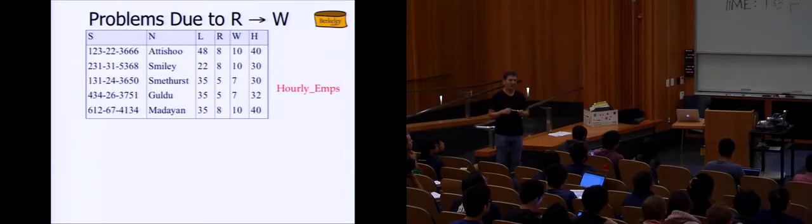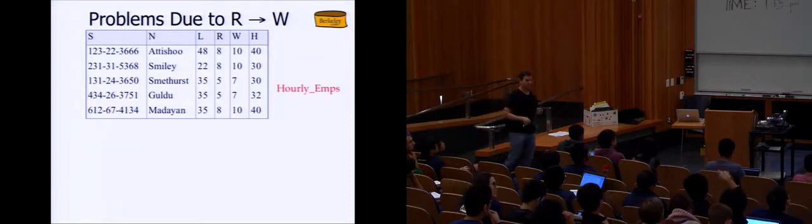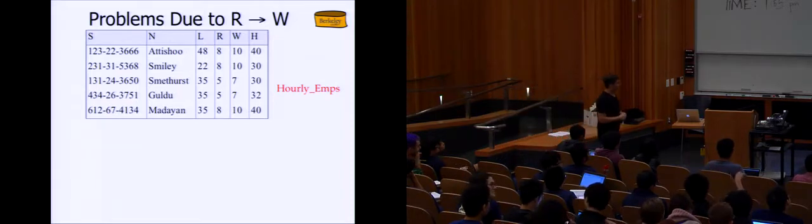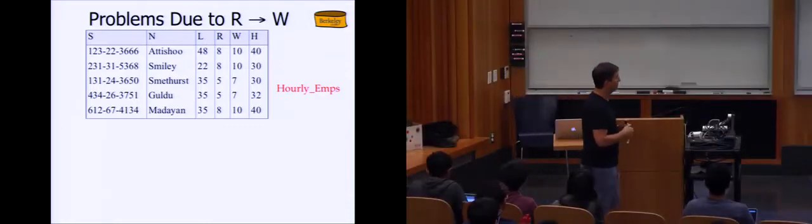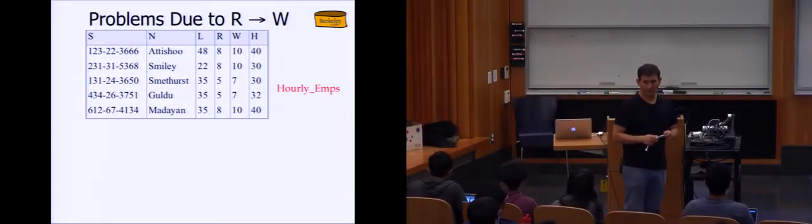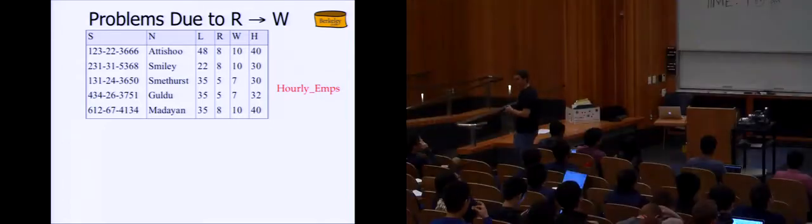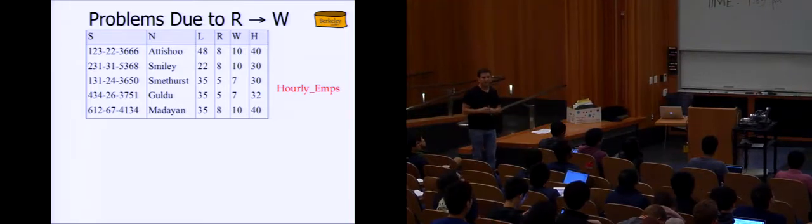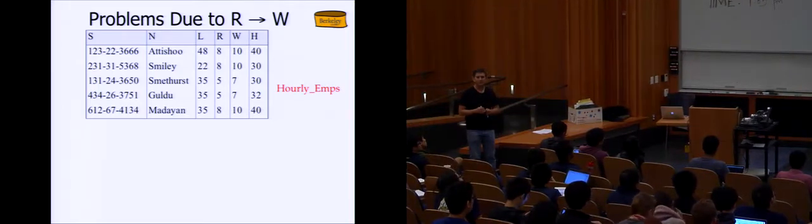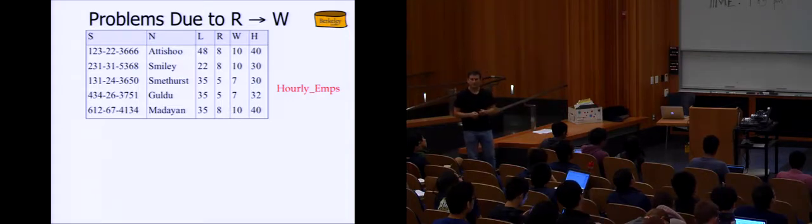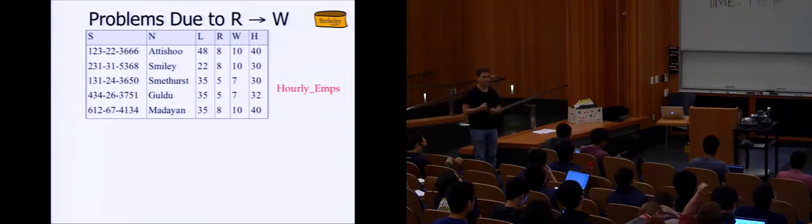It's not very DRY, is it? What's repeated? Yes. Okay, well, the R, W pairs are sort of repeated, right? 8, 10 is repeated. 5, 7 is repeated. Agreed? So what could go wrong because we repeated ourselves? Think about changing the database. What could go wrong if we change the database? Yeah.